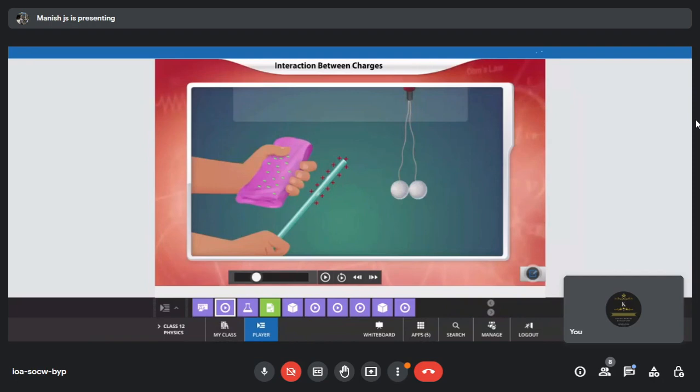சரிங்களா? இதுல ஏதாவது டவுட் இருந்தா கேளுங்க. I hope this is clear. This is very important. Yes? Is it clear to all of you? Yes, sir. Yes. Okay.